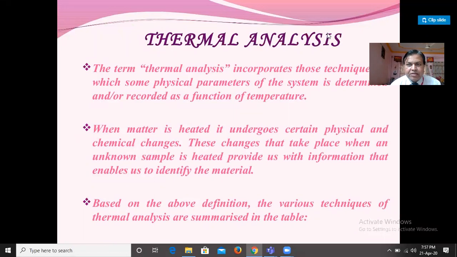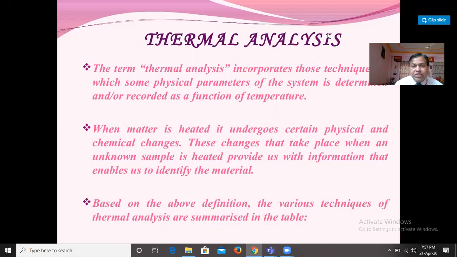Thermal analysis. The term thermal analysis incorporates those techniques in which some physical parameter of a system is determined and recorded as a function of temperature. When matter is heated, it undergoes certain physical and chemical changes. These changes that take place when a known sample is heated provide us with information that enables us to identify the material. Based on the above definition, the various techniques of thermal analysis are summarized in the table.